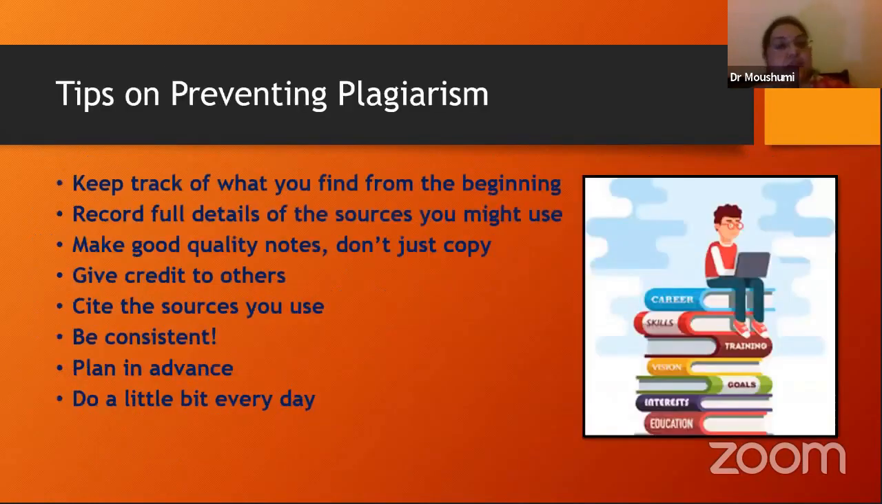So what are the tips actually for preventing plagiarism? Always keep a track of citation. Right from the beginning, when you search, please keep a track. Record the full details of the sources which you are using. Make very good quality notes. Remember the first, as I said, as you read, you write. Just don't copy, you write. You write and you cite. Always try to give credit to others. Remember, when you give credit to others, in no way your credit can be less. Cite the sources you use. Be consistent with your citation styles.